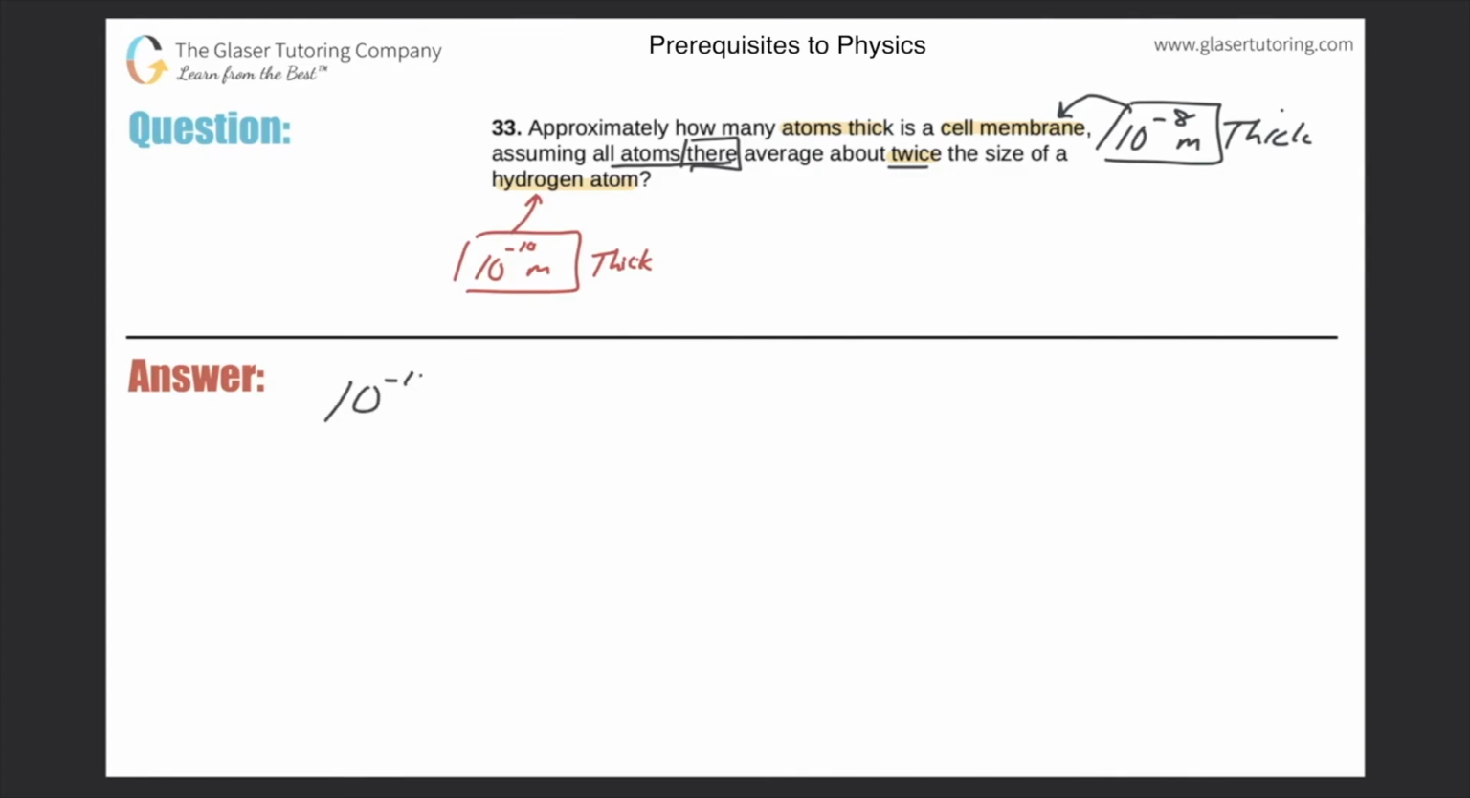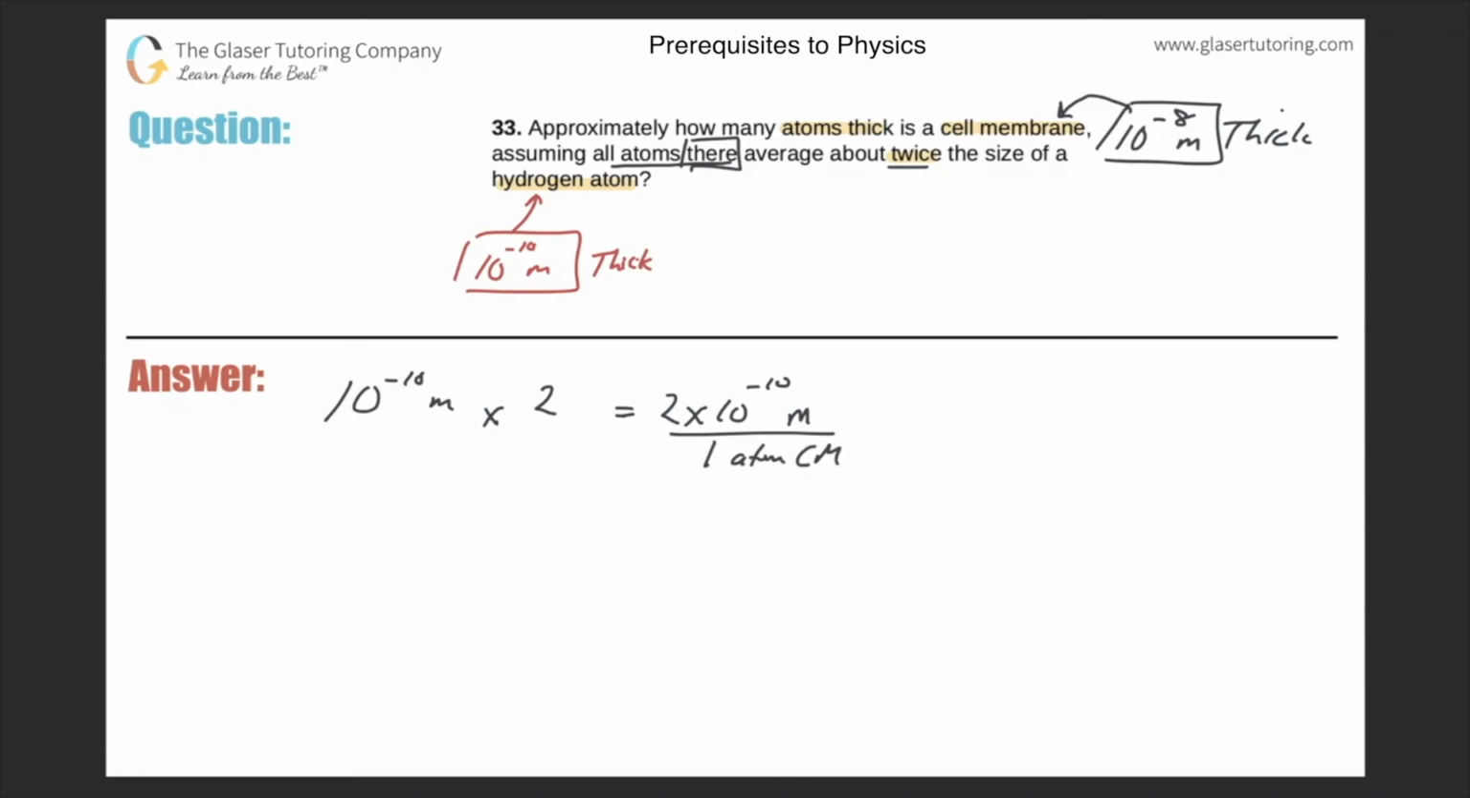So 10 raised to the negative 10 meters multiplied by 2 should now work out to be, you can take out your calculator for this, you don't really need it, but you can still use it. So 10 raised to the negative 10, and multiply that by 2. So it comes out to be 2 times 10 raised to the negative 10. Notice how I just put the coefficient of 2 in front. Now this would be the thickness in meters per a single atom of the cell membrane.